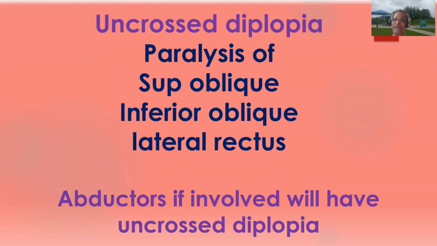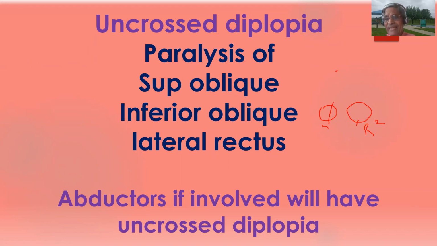But what is happening here? Imagine, I can draw and show you what is happening. Imagine this is my right eye, this is my left eye. Right, left. My fovea is here. By chance, my right eye abductor is paralyzed. Imagine now, this is an object. This object is going to fall on the fovea of the left eye. Now the right eye abductor is paralyzed.